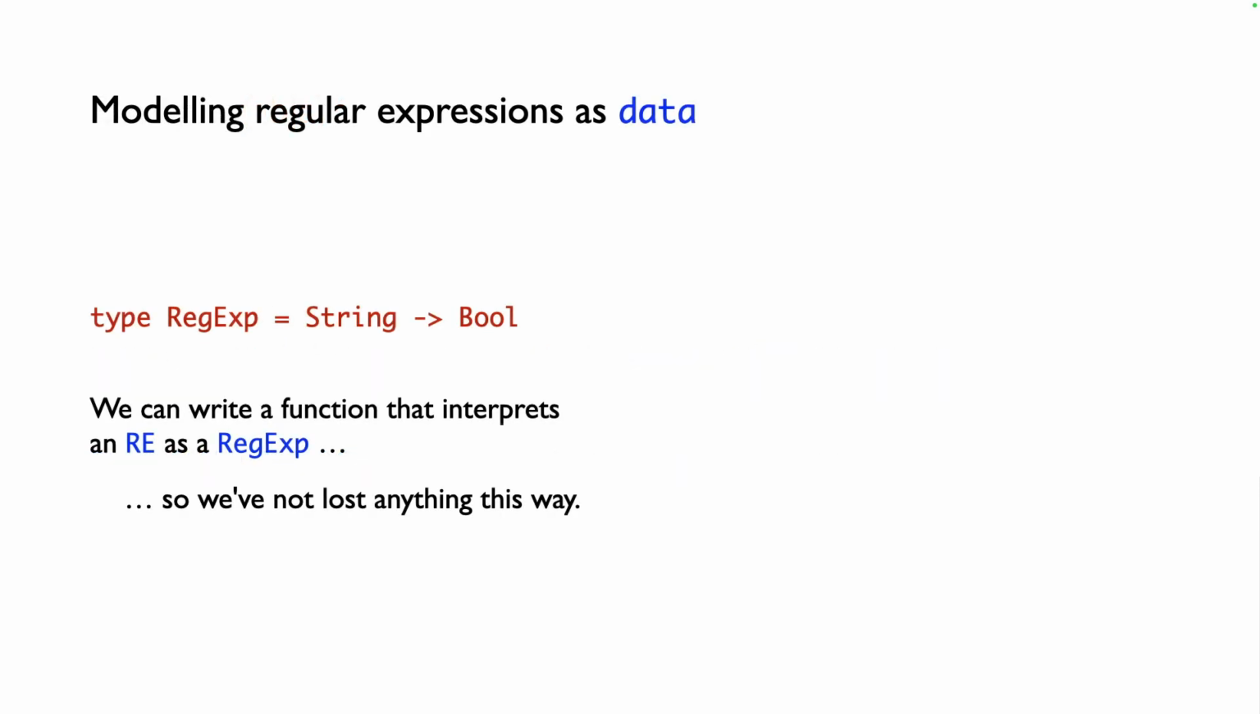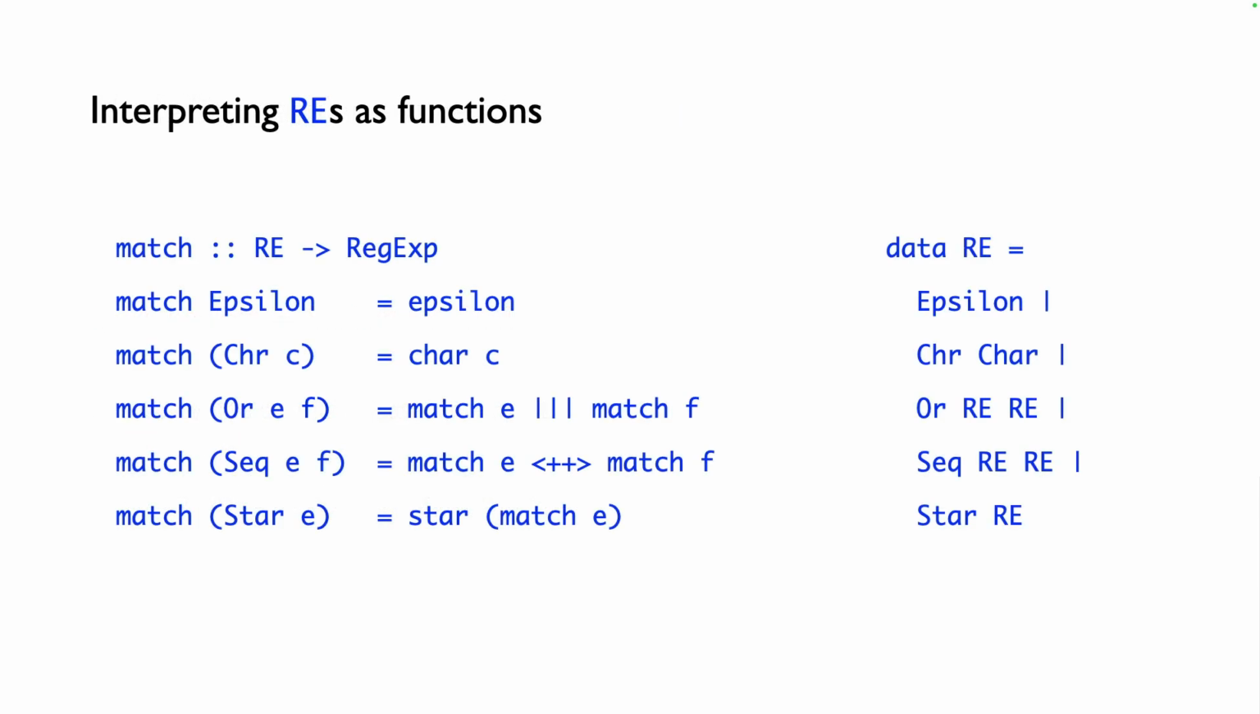And perhaps that's the key to the power this has, that we can write a function over the data type RE that interprets each of these as a regular expression. And so we haven't lost anything by going for this different representation. And here indeed you can see I've written this function called match that takes an RE to the corresponding regular expression. And so match of the RE epsilon is just the function epsilon. Match of ch c is char c.